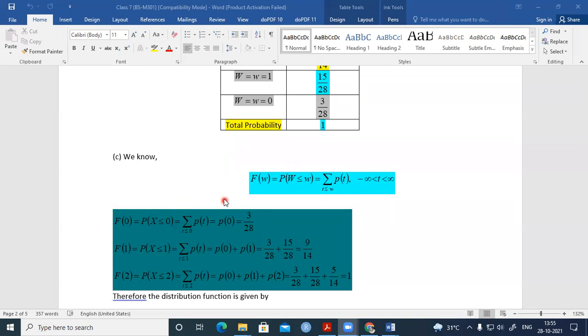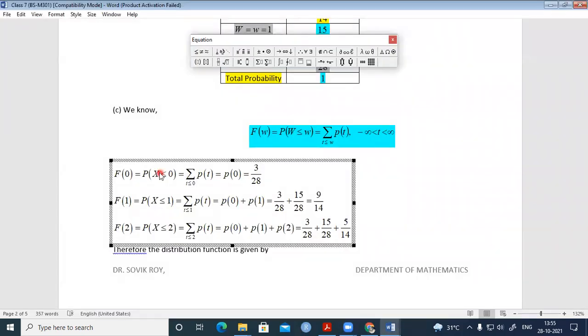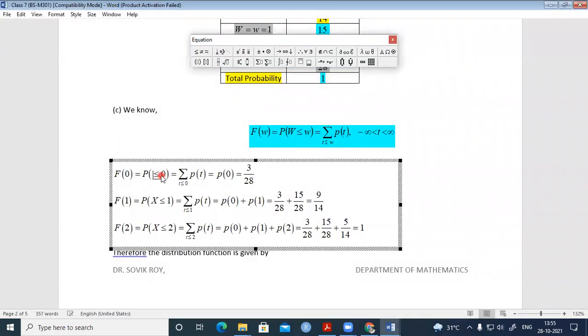So we are substituting W equal to 0 in this place, which is probability of, okay, I think there is a kind of mistake I have made in notation actually. Let me rectify it right now. This will be W, and this will be also W, and this will be also W.